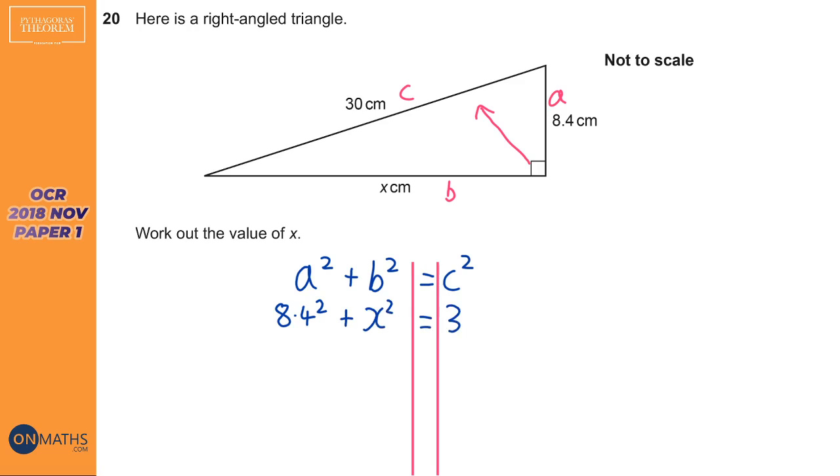And C is going to be 30. Okay, now we want to get x on its own. So what we've got here is this bit here. So what I'm going to do is just take away the 8.4 squared from both sides.